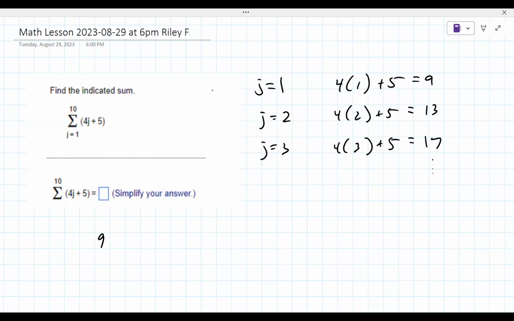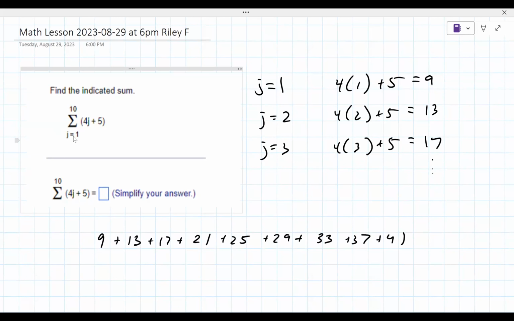So I'll do it this way: 9 plus 13 plus 17 plus 21 plus 25 plus 29 plus 33 plus 37 plus 41. And this is where I'm going to start counting, because we want 10 of them. We're starting from 1 to 10. So 1, 2, 3, 4, 5, 6, 7, 8, 9, like that.